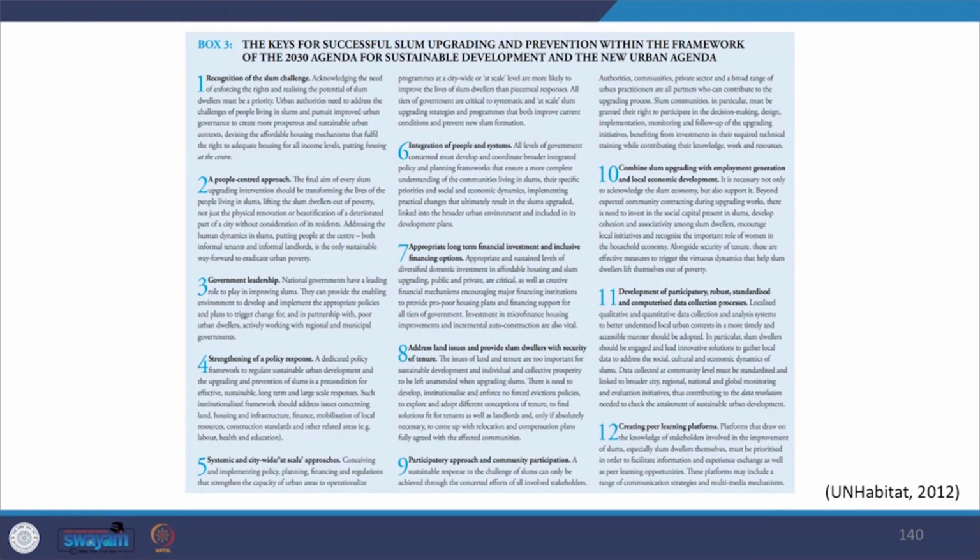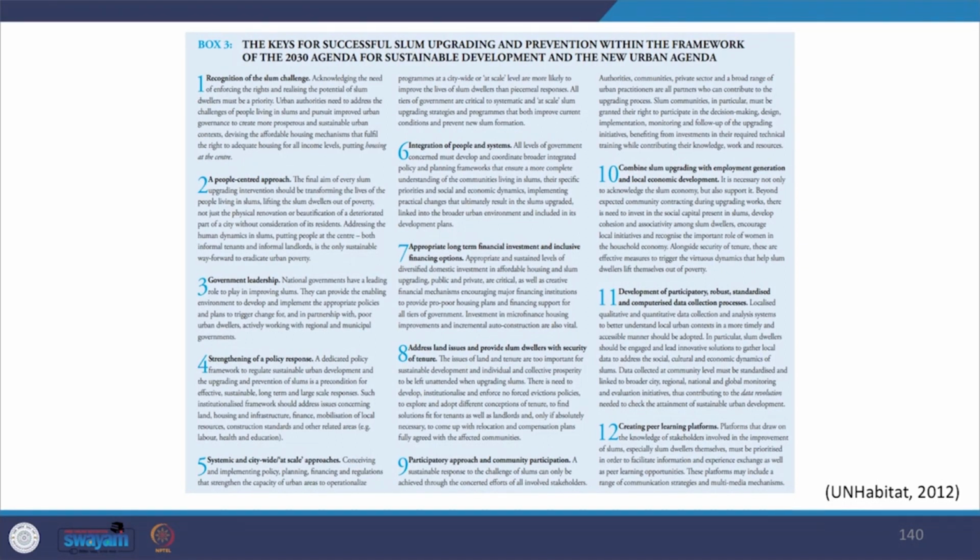Then we see the framework guides that appropriate long-term financial investment and inclusive financing options should also be given so that people have choices and they have access to resources. We see that appropriate and sustained levels of diversified domestic investments in affordable housing and slum upgrading, public and private, are all critical, as well as creative financial mechanisms, encouraging major financial institutions to provide pro-poor housing plans and financing support for all tiers of government. Investment in microfinance housing improvements and incremental self-construction are also vital. Further, we see the UN through the framework suggests to address land issues and provide slum dwellers with security of tenure.